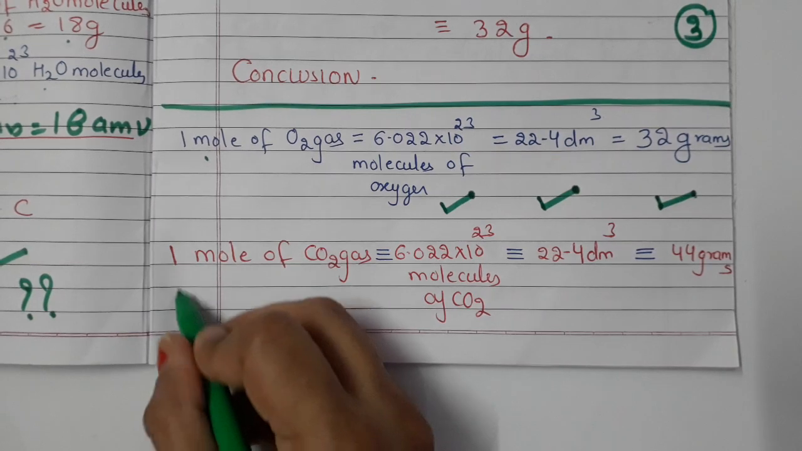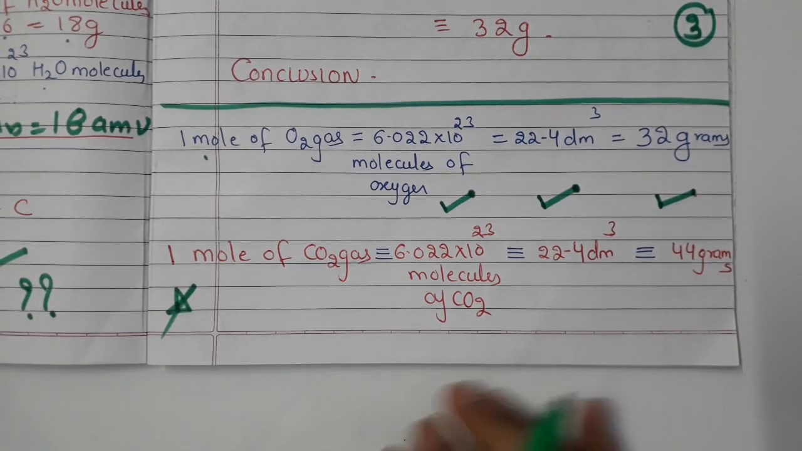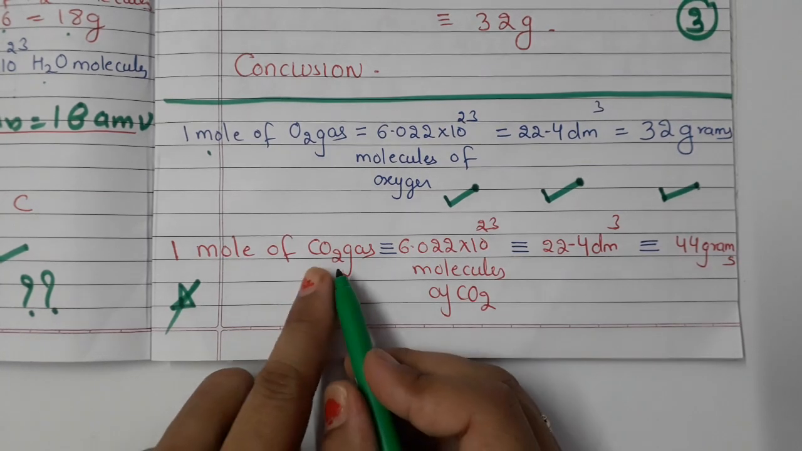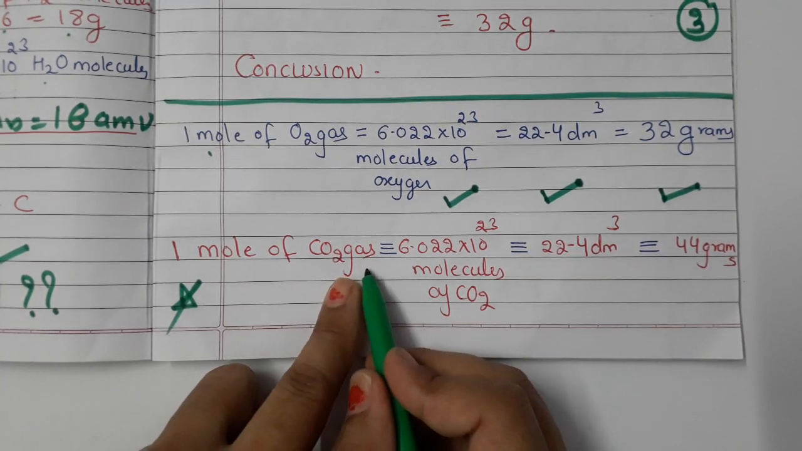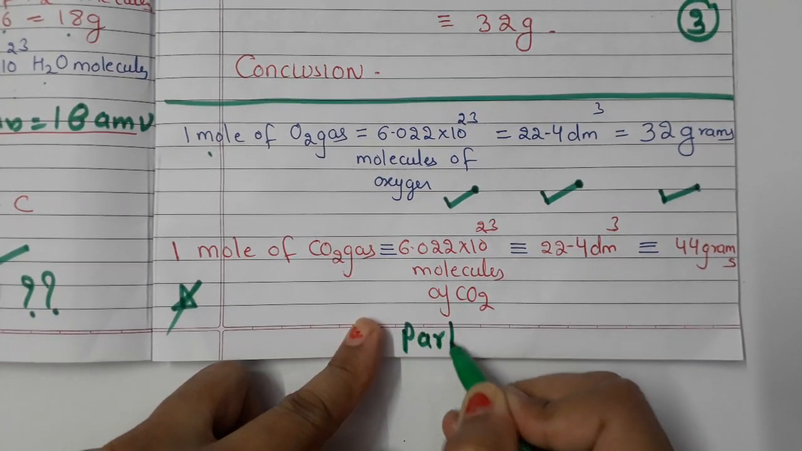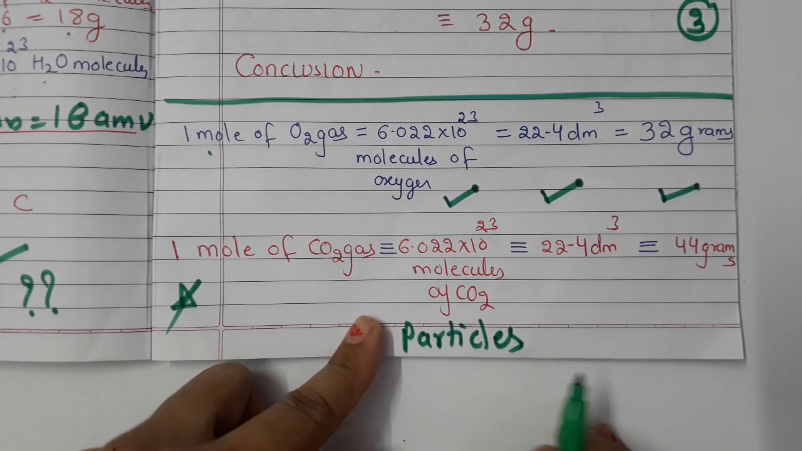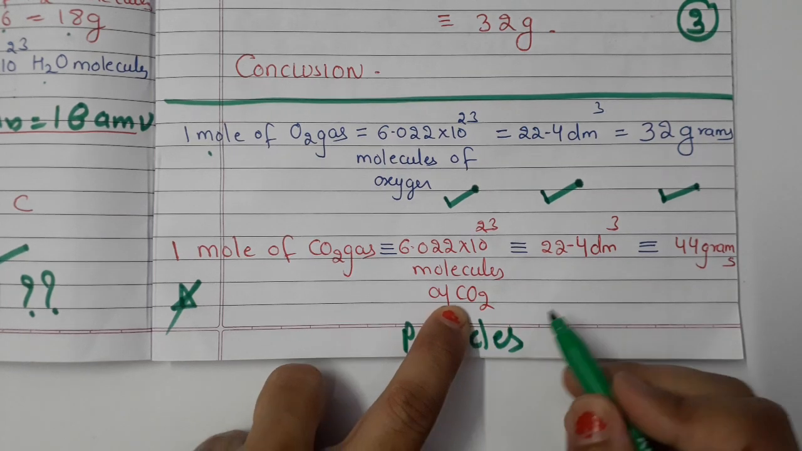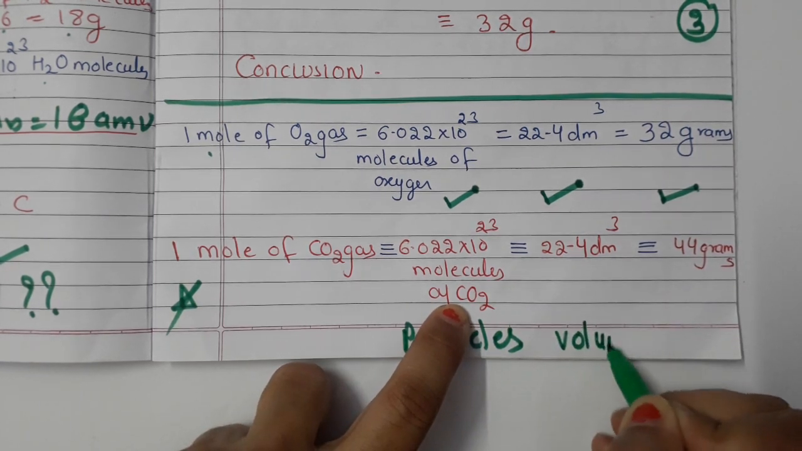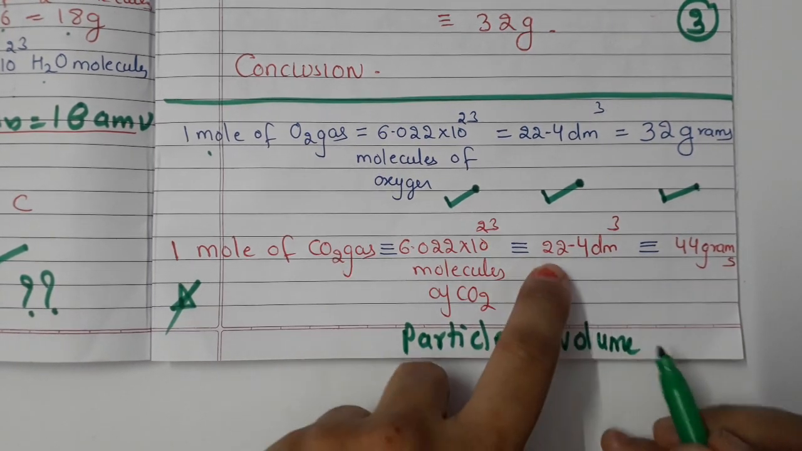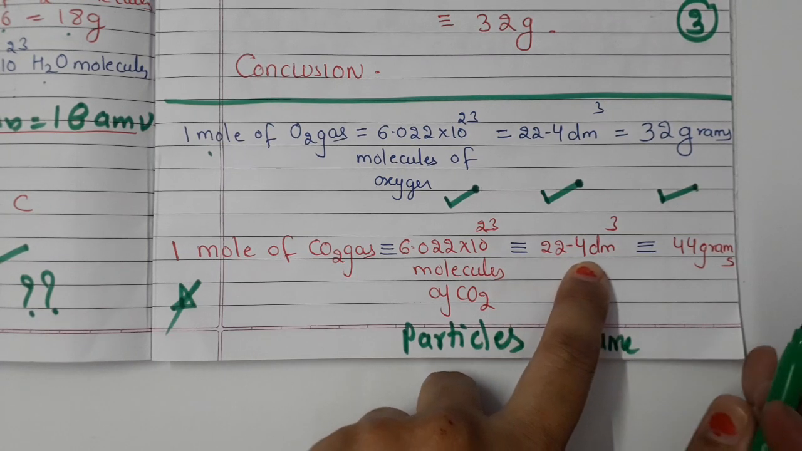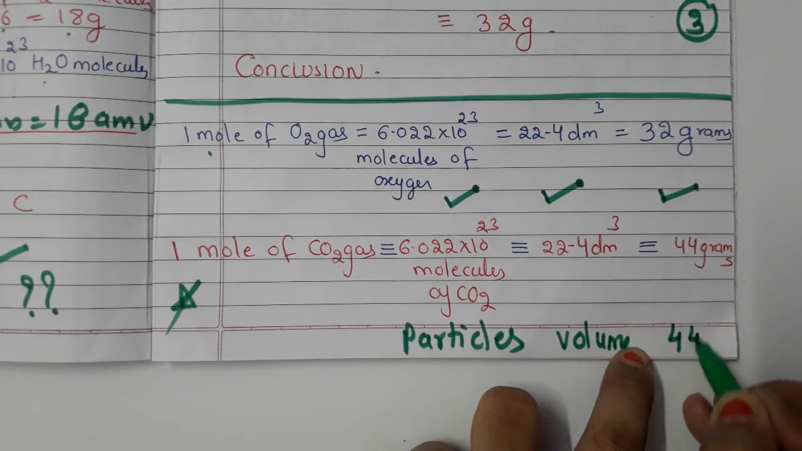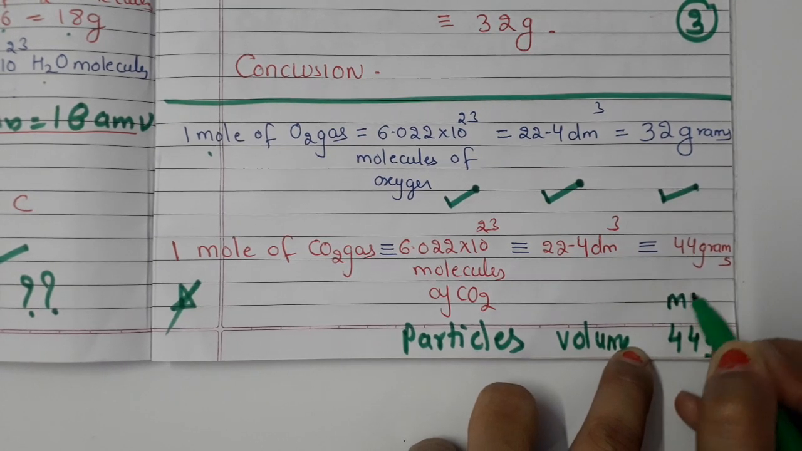One more last example I have written to make this mole concept clear: if I say 1 mole of CO2 gas, then it means it contains 6.022 into 10 raised to 23 molecules of CO2. And these molecules will occupy how much volume, children? 22.4 decimeter cube, and it is going to have how much mass? 44 grams mass.